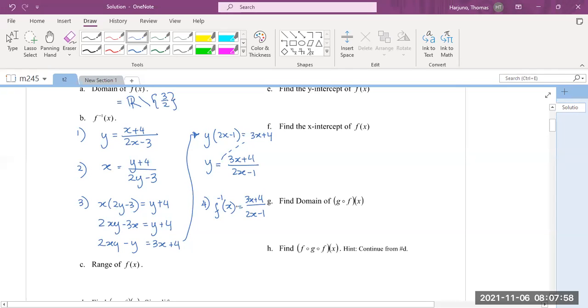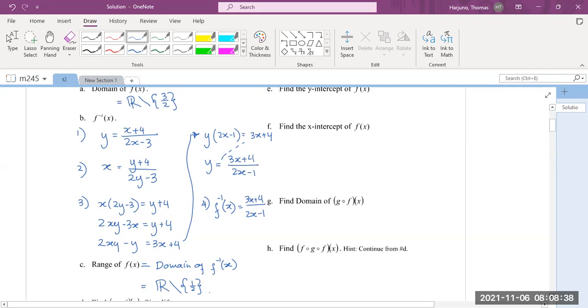Now, part C, find the range of the function f(x). The range of the function f(x) is equal to the domain of the inverse function of f(x). So when you look at the inverse function, you see that the domain is all real numbers except 1/2. Right? Okay.